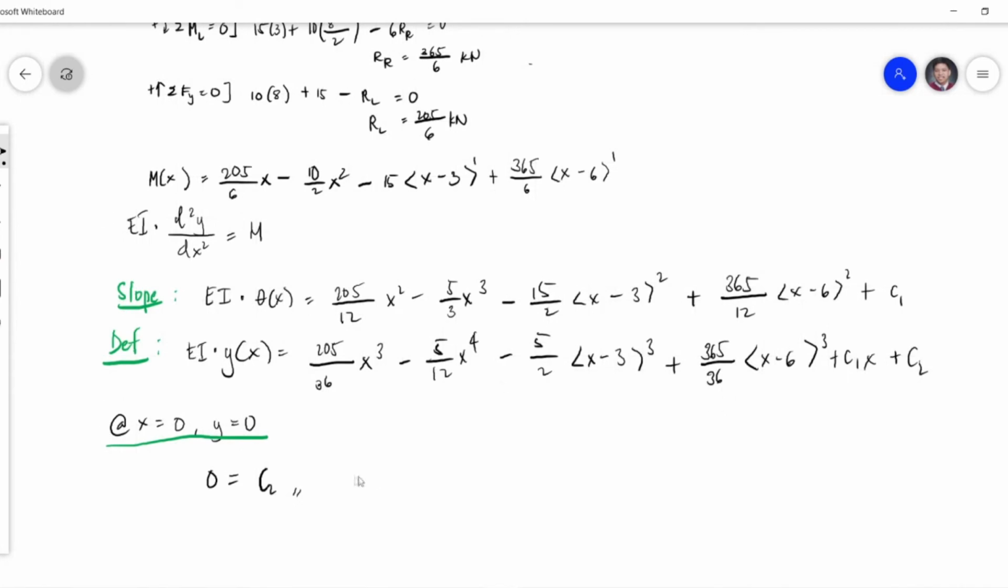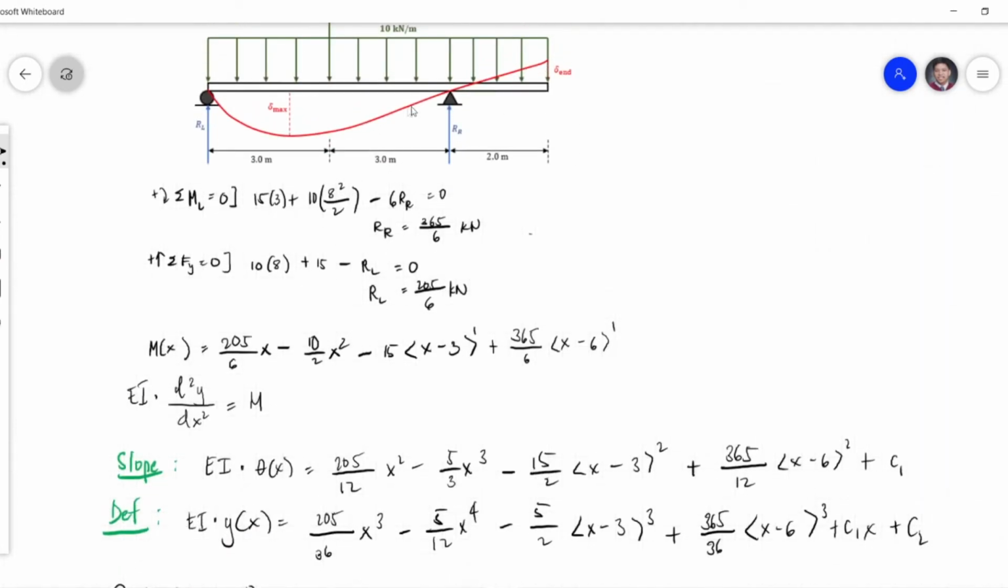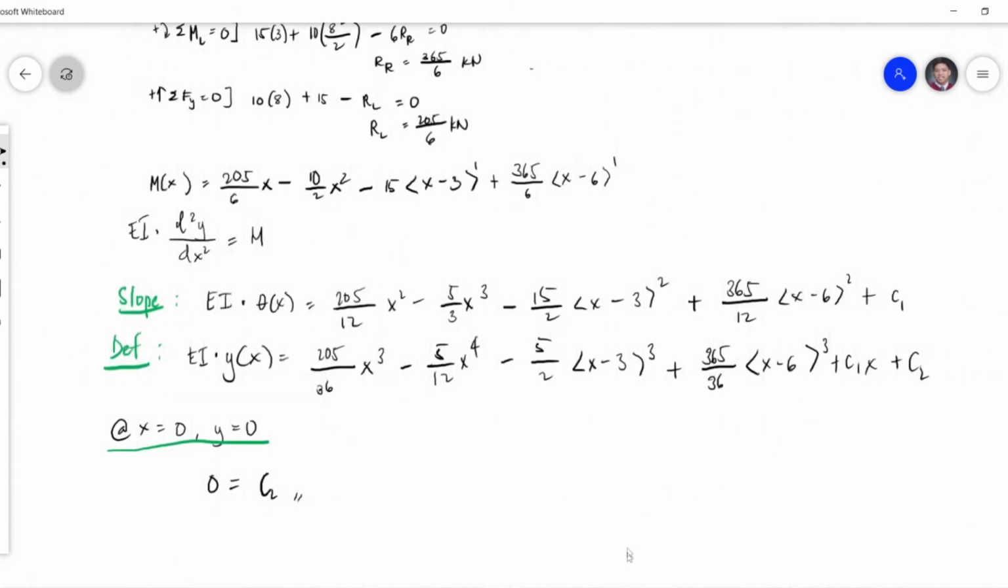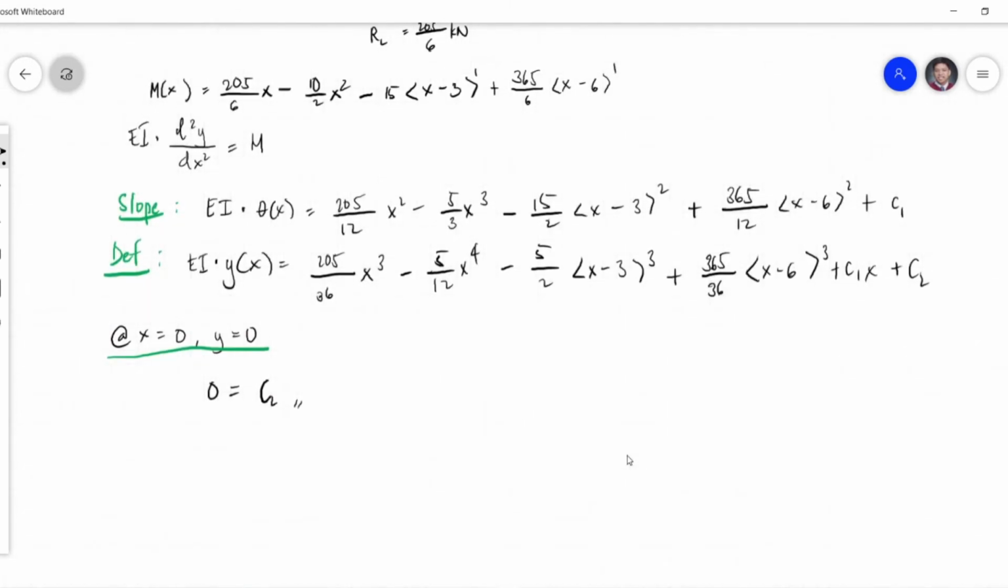Now, next, titingnan natin yung beam natin. No? At x equals 6, meron tayong pin support. So, 0 din yung deflection doon. So, at x equals 6, y equals 0.